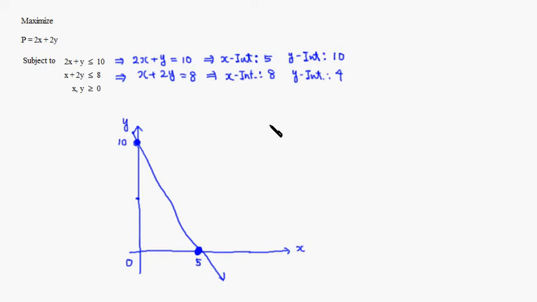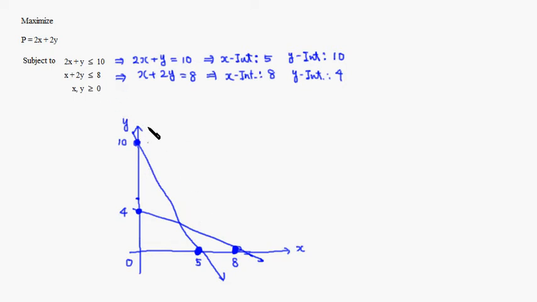For the second one, the y-intercept is 4, so it's slightly lower than 5, so it has to go through 4 here. And the x-intercept is 8, so that's going to be around here. Then connect those two dots together with a straight line. It's not a very good job, but good enough.